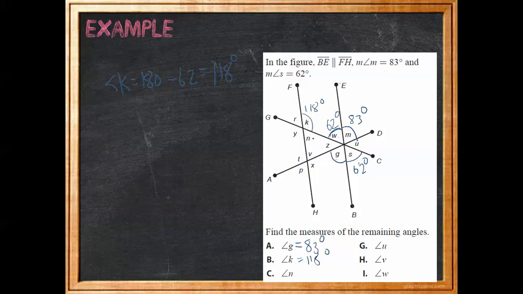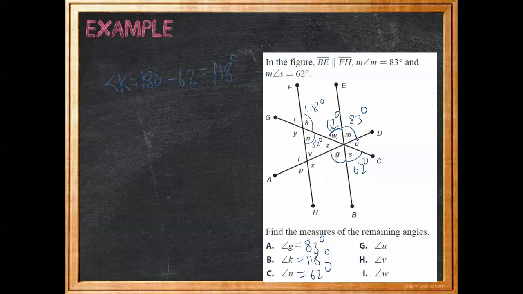If you look at W, N and W are both on opposite sides of the transversal, and they're both inside the parallel lines. So N and W are alternate interior angles. So we know that angle N is 62 degrees. And we can check that by adding up 62 and 118. 62 plus 118 is 180. So we know that's correct, that it would be 62 degrees.